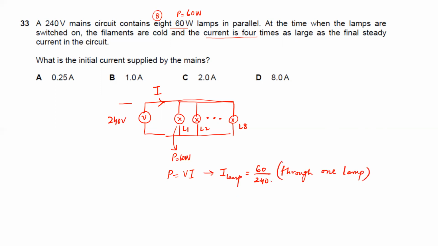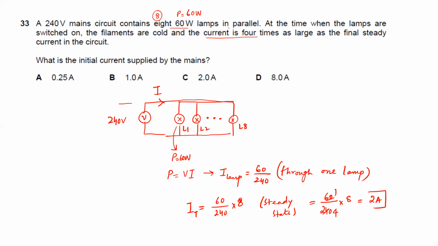Then we have 8 of these lamps together. So the total current will be this, I total, and this will be our steady state value. So this will be 60 times 8 divided by 240. This will be 2 amperes.